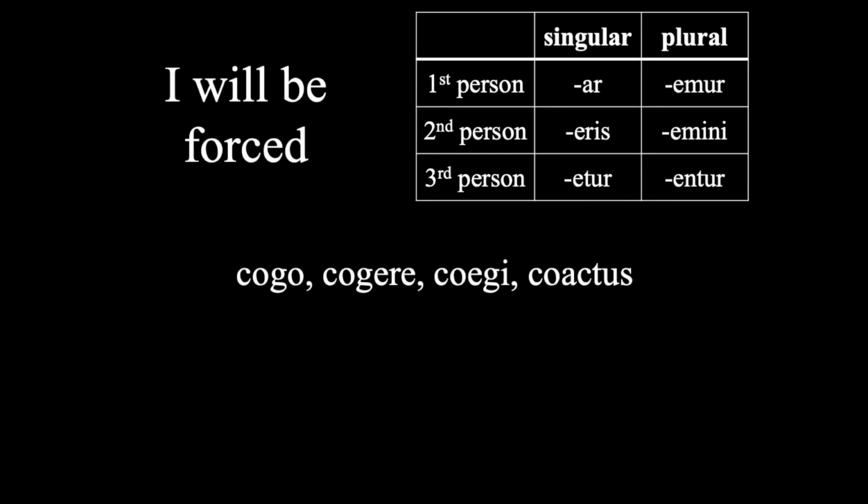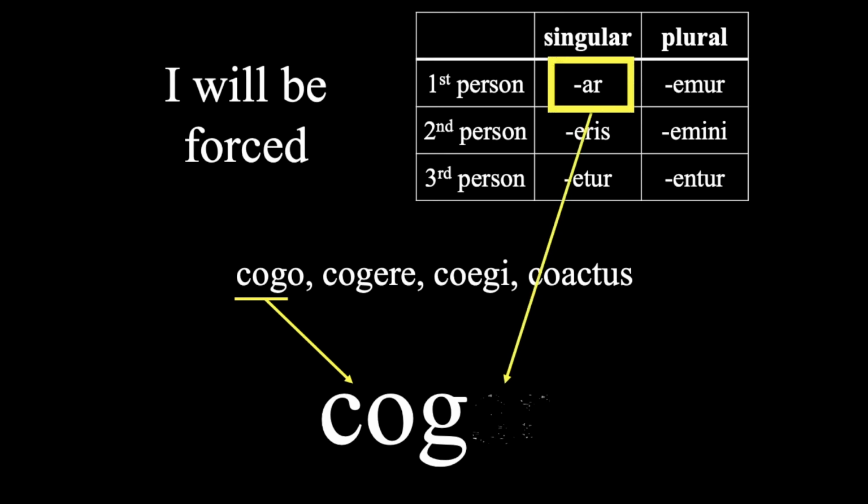Okay, next we're going to have I will be forced. Now we're using a third conjugation verb, which is going to alter things, and that means we need this other set of endings, the ar, eris, etur endings, which we see at the top right. When we learned future active for third and fourth conjugations, I said that the easiest way to deal with it is to actually drop the o from the first principal part and then add the ending, and that eliminates having to worry about how to deal with IO verbs because it works every time. So we can do that here. We just take that part right there, drop the o, and then we'll add the first person singular ending and get cogar. I will be forced.